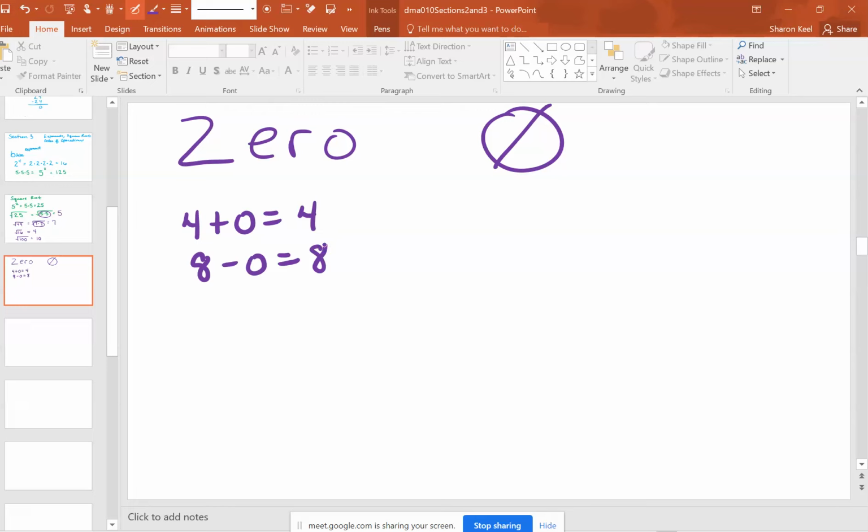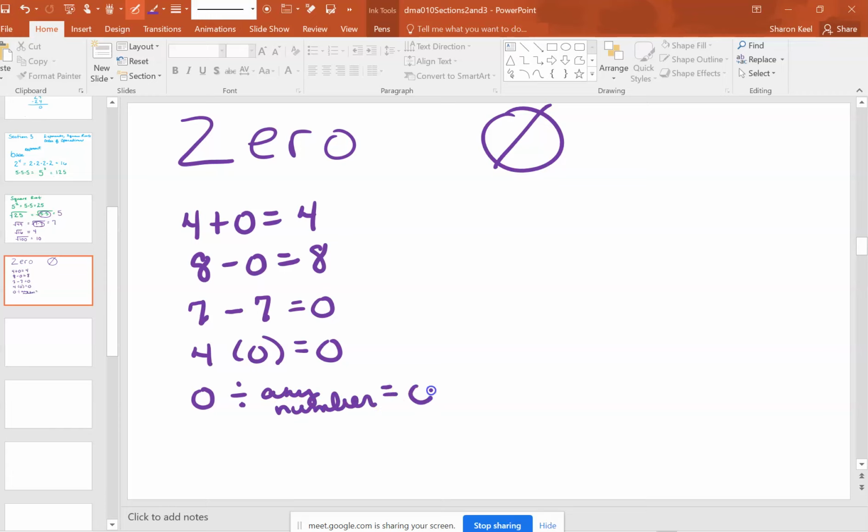The difference of any number and that same number is 0. So if I had a positive 7 and I subtracted a 7, the difference of those numbers would be 0. I can multiply any number times 0 and my answer will always be 0. If I take a 0 and I divide by any number possible, it doesn't matter what number you key in, my answer is always going to be 0.